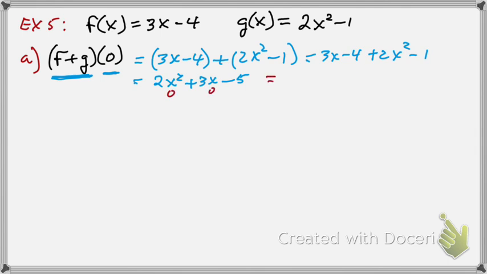So 0 squared, my first term, is 0 times 2 is 0. 3 times 0, 0. Minus 5. So I'm just getting minus 5. Double check and see if that's what you're getting.